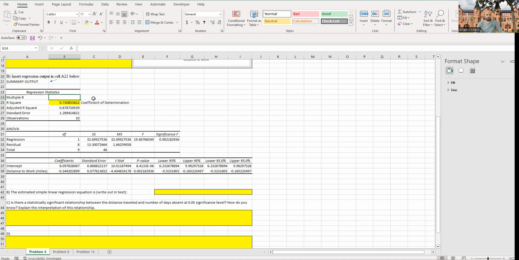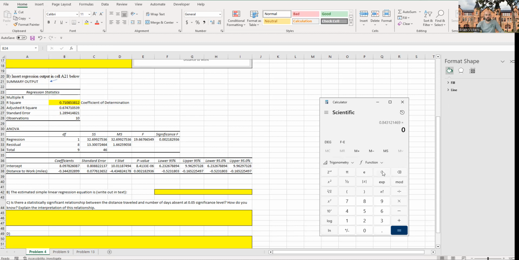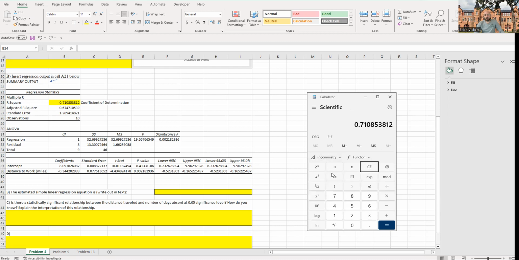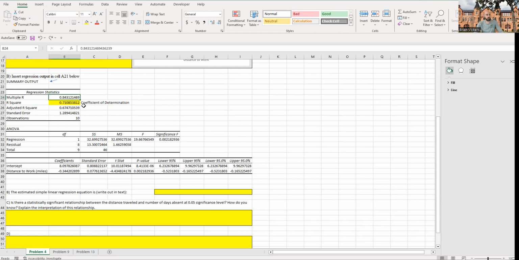If you didn't have the R value and I asked you, what's the R value of this statistics? Well, you could just take the 0.710853812, this R squared value, and find the square root, right? If this is R squared, then the square root of it is R. If I click on this and 8.84312, there it is. Great. How can we find either of these from the ANOVA? What's the relationship there?